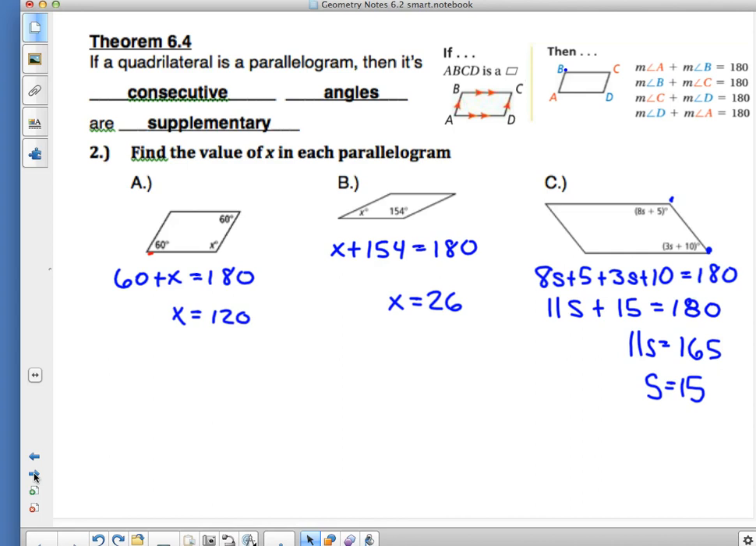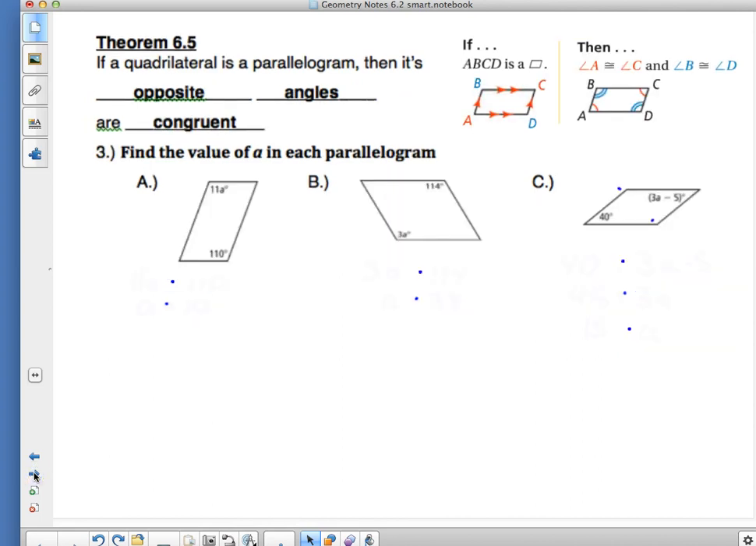Now, we've done parallelograms. The definition: opposite sides are parallel. We talked about that in parallelograms, opposite sides are congruent. We've also talked about consecutive angles being supplementary. Now we're going to talk about opposite angles being congruent. If a quadrilateral is a parallelogram, then its opposite angles are congruent. So we're going to find the value of A in each parallelogram.